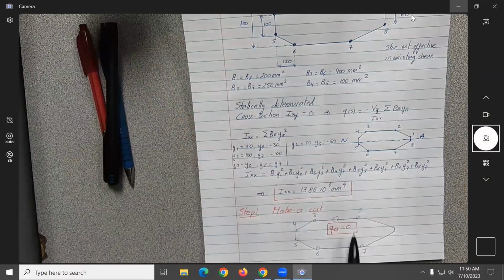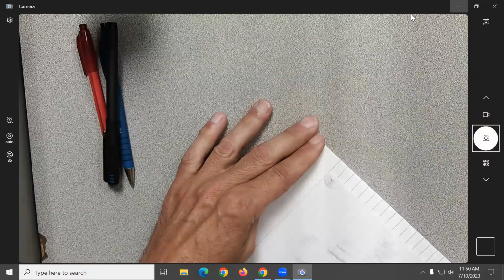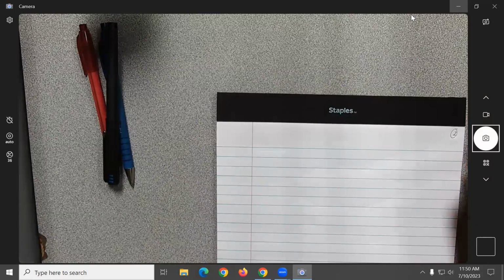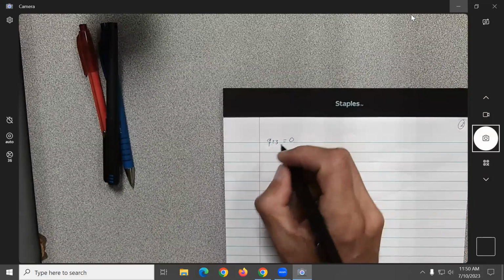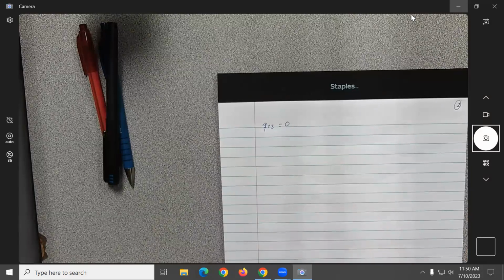Okay, so now what do we do? We know Q23, we need to go around the cross section, no? All right. So we're gonna have here page 2. So let's say we start from Q23 equal to 0. Next, we can go to Q45.